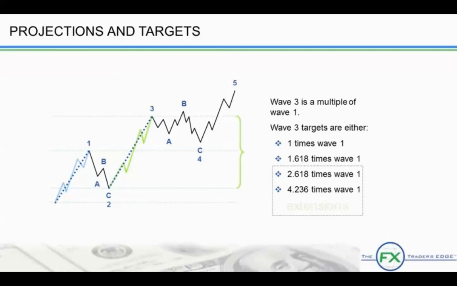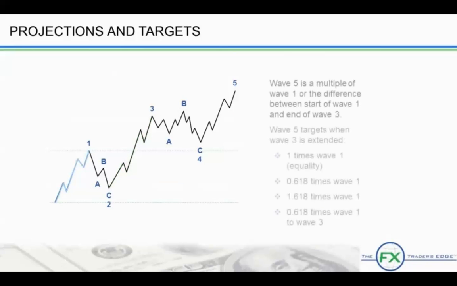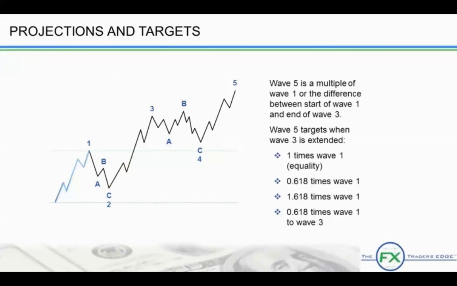While third waves are not always the longest, once they exceed the length of wave 1, the next target to watch for is 1.618, followed by 2.618 and 4.236. Wave 5 is a multiple of wave 1, or the price difference between the start of wave 1 and the end of wave 3. For example, when wave 3 is extended, meaning that it has traveled further than 1.618 times the length of wave 1, it means that wave 5 will likely not be extended.